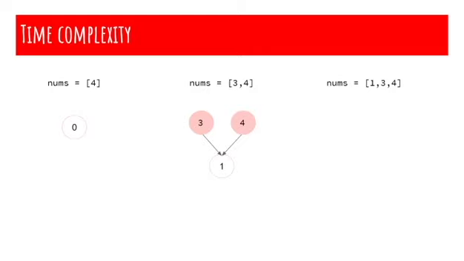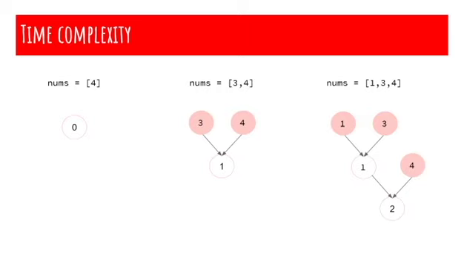Let's look at the time complexity. When the array nums contains only one element, the number of comparisons made is 0. Whereas, if the nums array contains two elements, we make one comparison in order to determine the min and the max value. If the nums array contains 3 elements, we make two comparisons to determine the min and max value.